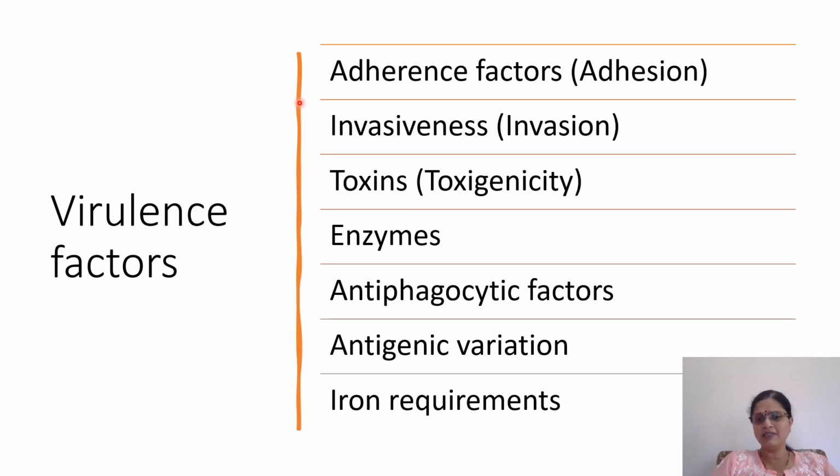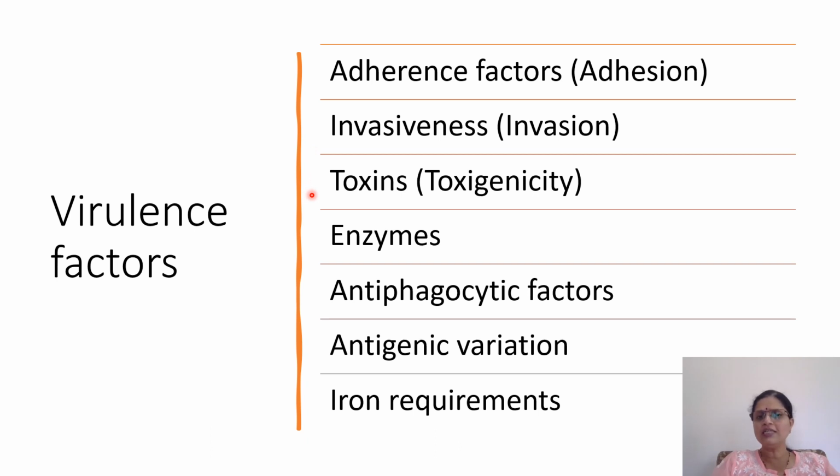To do all this, it must have certain specific mechanisms, and these specific mechanisms are called virulence factors. So what are the various virulence factors a pathogen has to cause the disease? These are some of them that I have mentioned here. The first one is adherence factor, which is necessary for getting attached to the body cells, that is adhesion. Second is invasiveness, that is the ability of the organism to spread from one cell to another cell, from one tissue to another tissue. That is invasion.